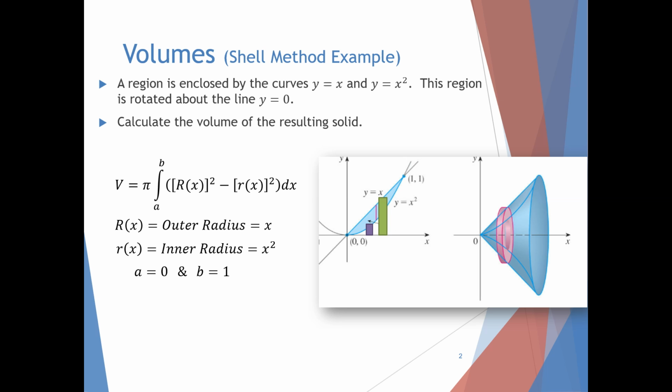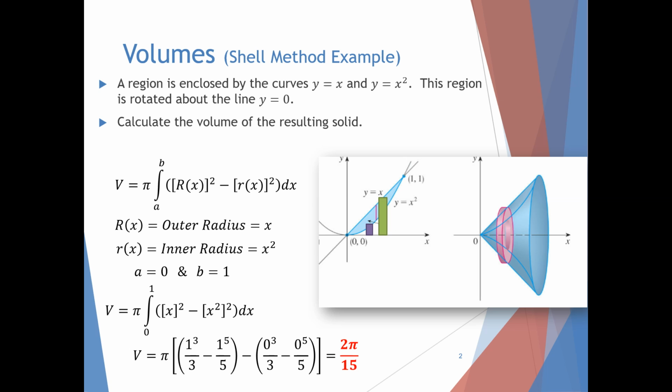I should note that the two curves intersect at 2 points, when x is equal to 0 and when x is equal to 1, so A is 0 and B is 1. Now we can plug all of this information into our formula, which is given above, and we get our final answer after using the fundamental theorem of calculus to find the antiderivative, which is 2 pi over 15. That's the exact volume.